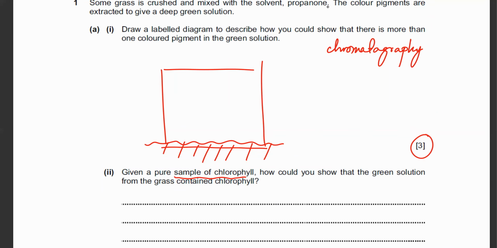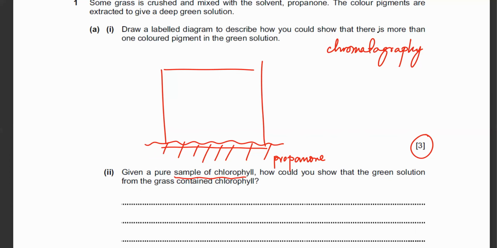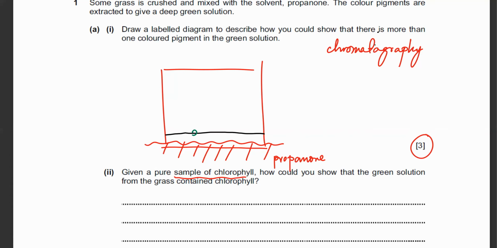So they said that it was dipped in propanone. Anyways, you're going to place the pigment. You're going to make a starting line. So that's your starting line with a pencil, and you're going to place the green solution from the grass.